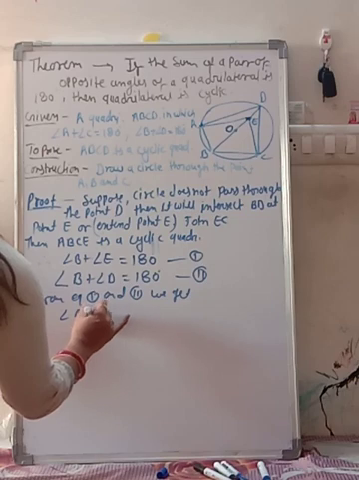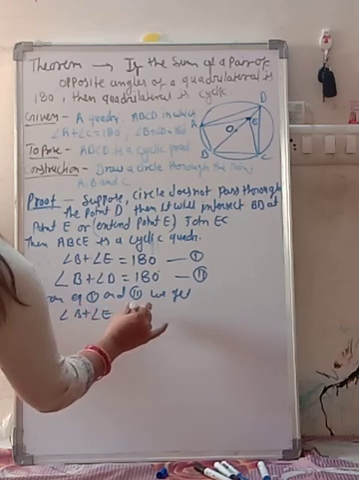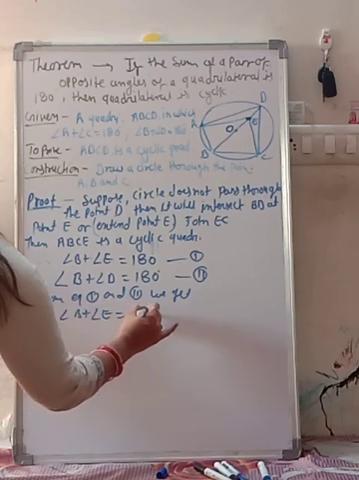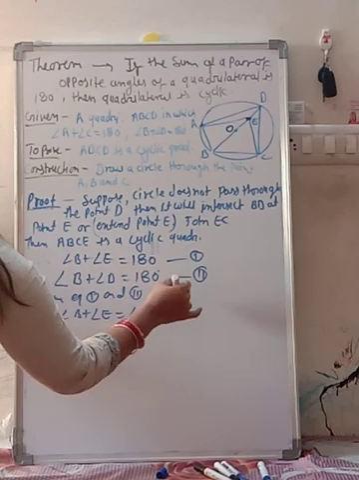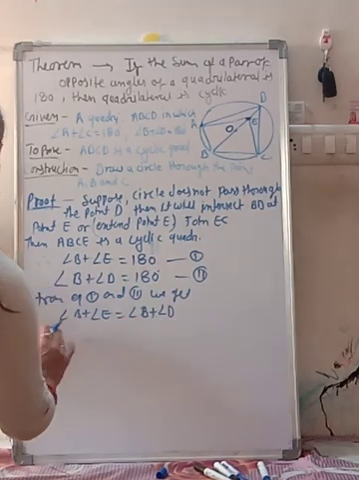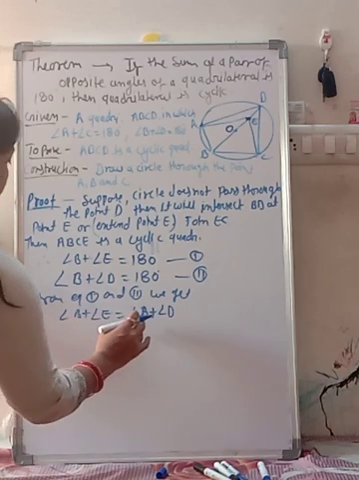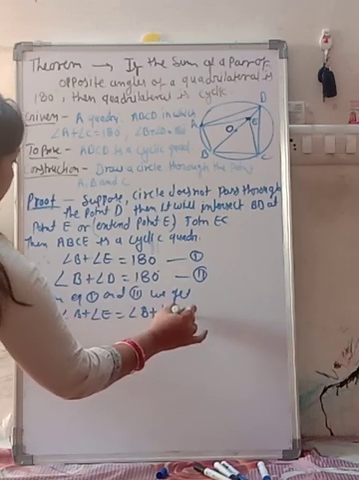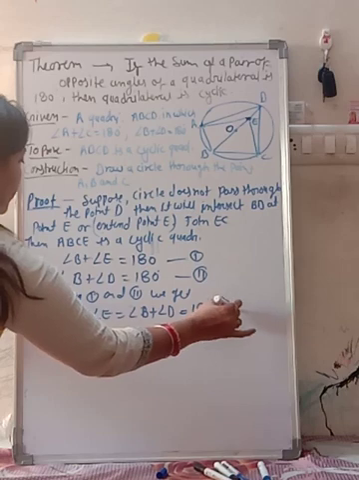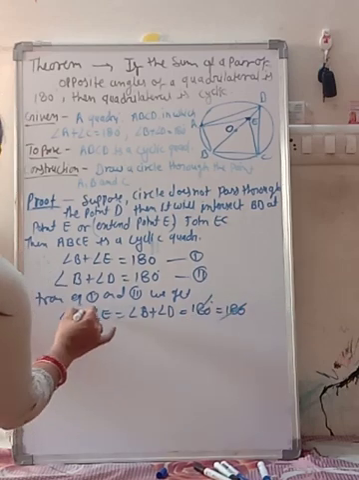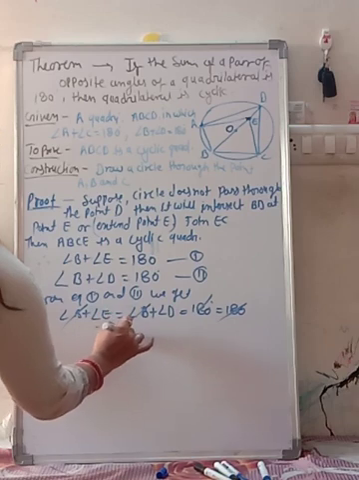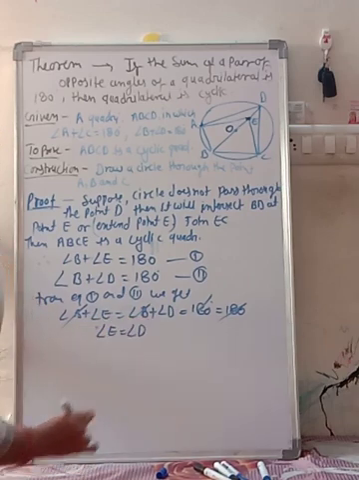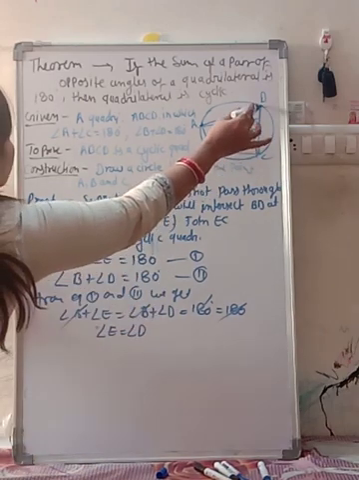So from equations 1 and 2, we get angle B plus angle E equals angle B plus angle D, and the 180 degrees equals 180 degrees, so this is cancelled, and angle B cancels. So you can write angle E equals angle D.